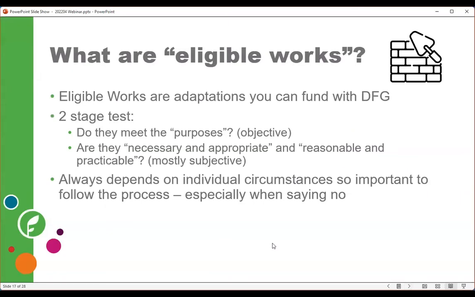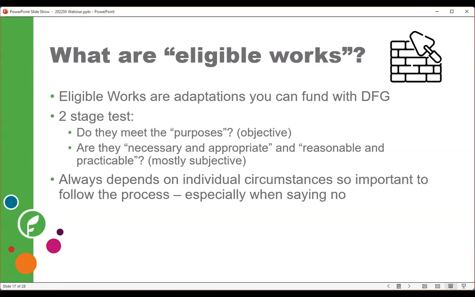So what are eligible works? They're the adaptations that you can fund with a DFG, basically. And to assess what the eligible works are, there's a two-stage test. So firstly, do these adaptations that you want to do meet the purposes of DFG, which I will go through in a moment? And then, are they necessary and appropriate and reasonable and practicable to carry out? So do they meet the purposes is fairly objective, which I'll show you in a second. But the bit about necessary and appropriate in particular, I think is more of a subjective assessment.